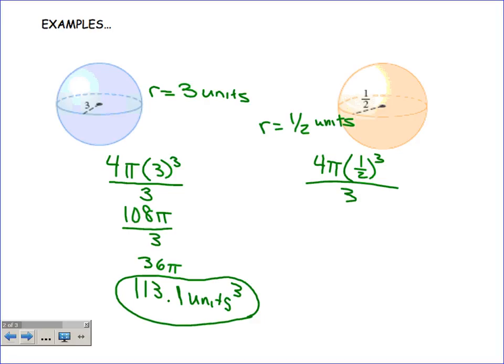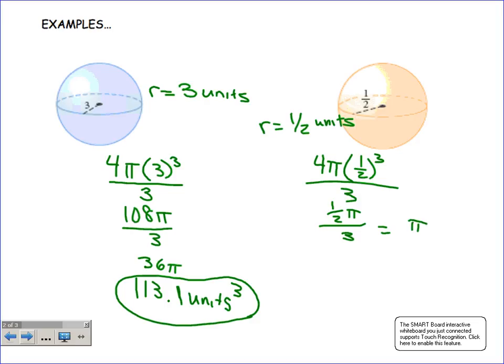One-half cubed would be 1 cubed, which is 1, and 2 cubed, which is 8. So you have 1/8. 1/8 times 4 is 1/2. So basically, I have 1/2 pi, and 1/2 pi over 3 is kind of a mess. The way you solve that is you flip that down, so it's going to be pi over 6. That's about 0.52. If we round to the nearest tenth, it's just going to be 0.5. It's kind of a mess. And again, it's cubic units.